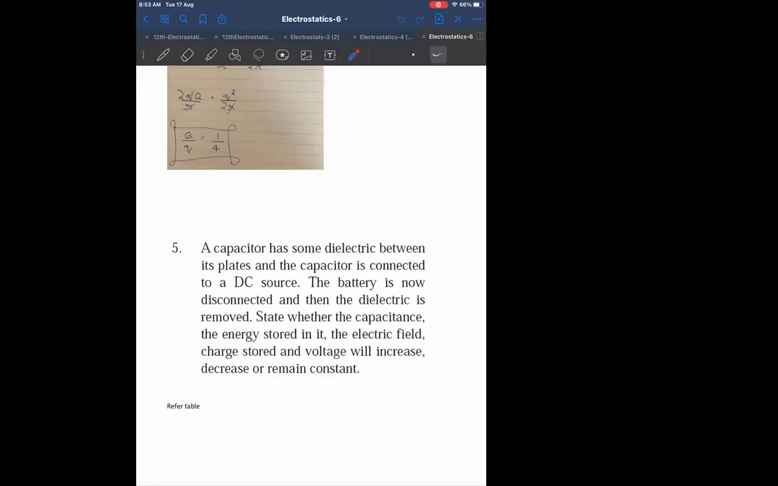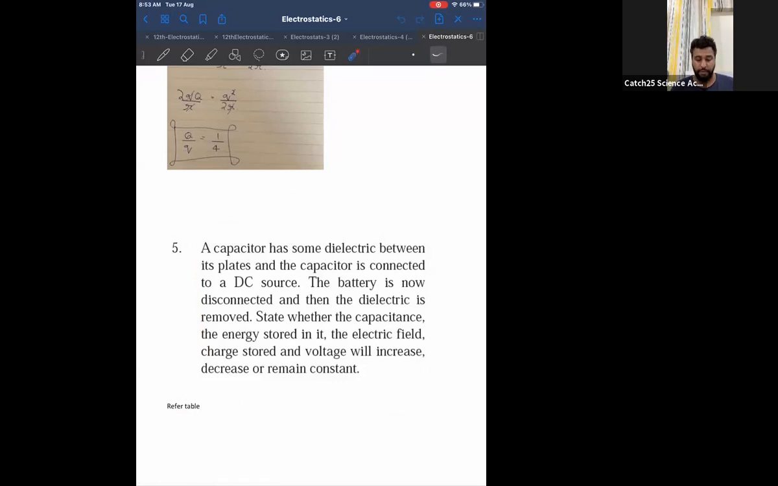Sir, what about the question above it? I'm doing it now. The question above it, I'm going to solve it now. All the answers of this particular question can be found in the table. In fact, if this question comes in the exam, you can draw the table as your answer. You will get full marks.